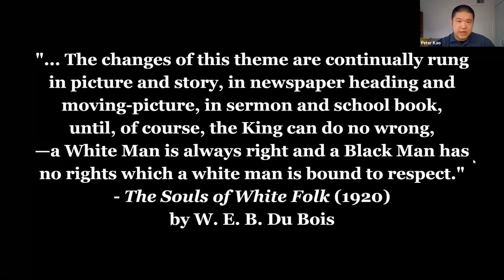Going on, the changes of this theme are continuing to run in picture and story, in newspaper heading and moving picture, in sermon and school book, until of course a king can do no wrong. A white man is always right and a black man has no rights which a white man is bound to respect. And this part, I want to emphasize this part, the changes of this theme. Basically, Du Bois is saying white supremacy is everywhere. It's part of the culture.